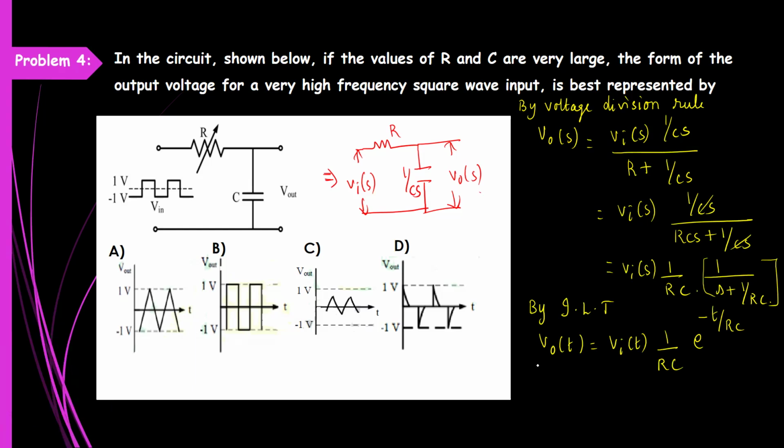See, when VA equal to minus 1 volt, then this will become minus 1 by RC e power minus t by RC. So e power minus t by RC is a decaying exponential equation. Okay. So it will be a decaying exponential, but we are having the negative of a decaying exponential. That means it will be like an increasing exponential only. So the curve will be like this only.